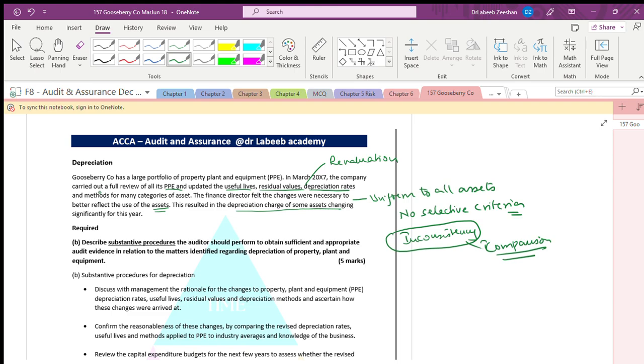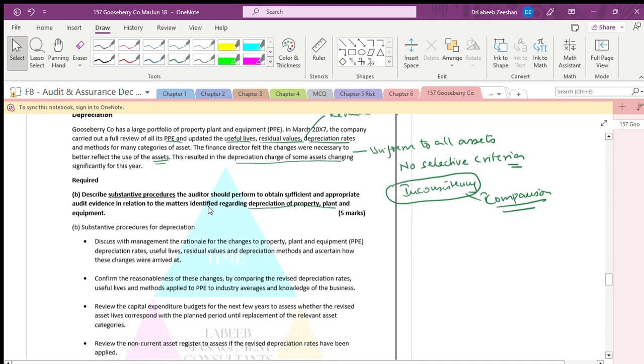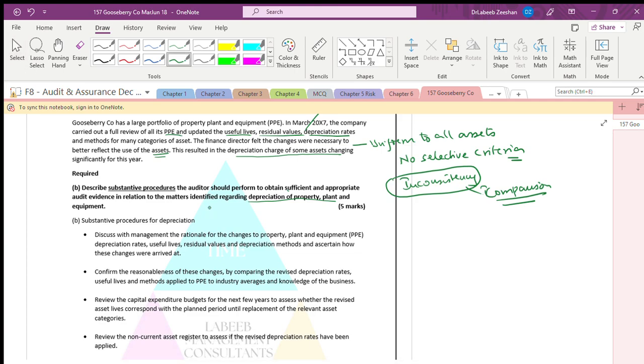Describe the substantive procedures the auditor should perform to obtain sufficient evidence with respect to depreciation. We have covered research and development. We are covering property, plant, and equipment. Again, we'll cover some more substantive procedures. We are saying that there is a change in the useful life, residual values, and depreciation, and this has been done by the director, definitely as per the instructions from the management.